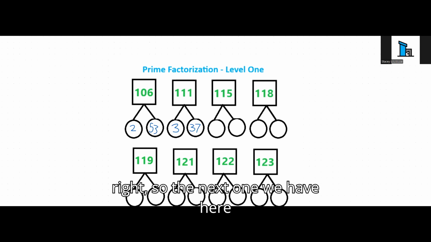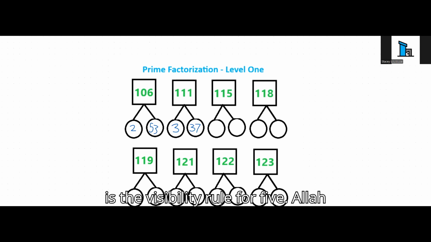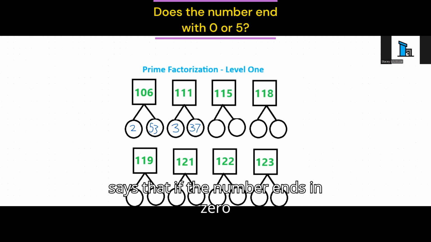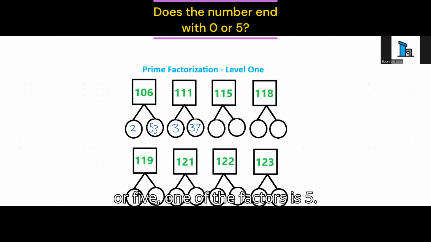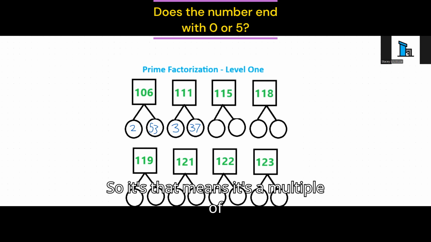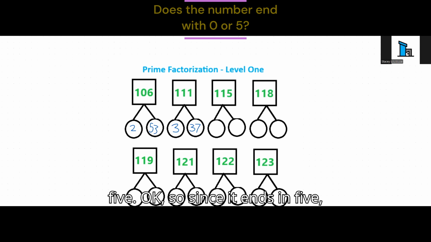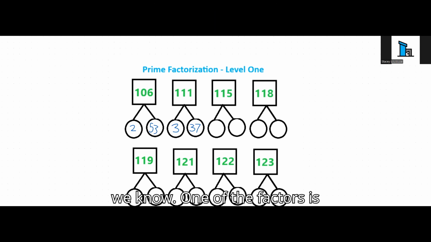All right, so the next one we have here is the divisibility rule for 5. All it says is that if the number ends in 0 or 5, one of the factors is 5, so that means it's a multiple of 5. Okay, so since it ends in 5, we know one of the factors is 5, and then we can fit 2 groups of 5 in 11, leaving 1 left, and 1 and 5 make 15, and there's 3 groups of 5 in 15. So that gives us 5 times 23, 115.